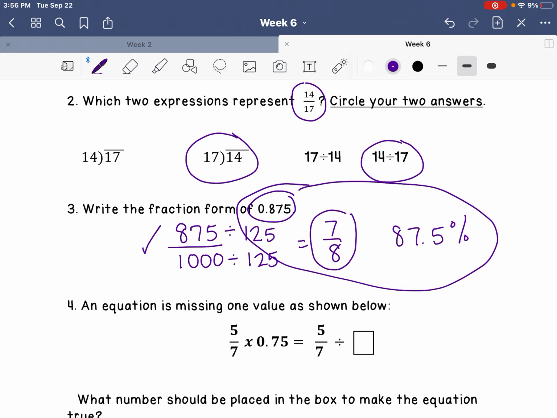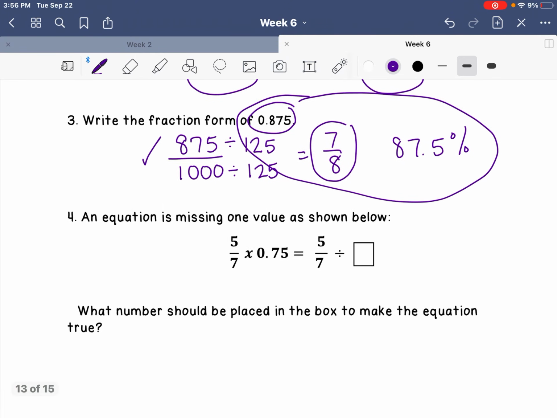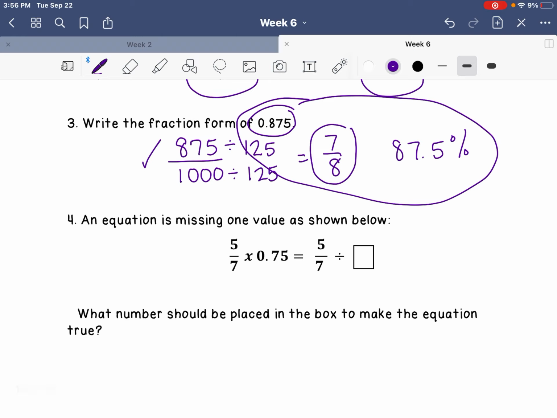This is a benchmark situation that you just need to know so you don't have to do the math each time. Number 4, an equation is missing one value as shown below. So we look at this equation. It says 5/7 times 75 hundredths is equal to 5/7 divided by a number. We're looking for that number that goes in this box. So if we were to change 75 hundredths to its fraction form, that would be the fraction 3/4. So this is 5/7 times 3/4.